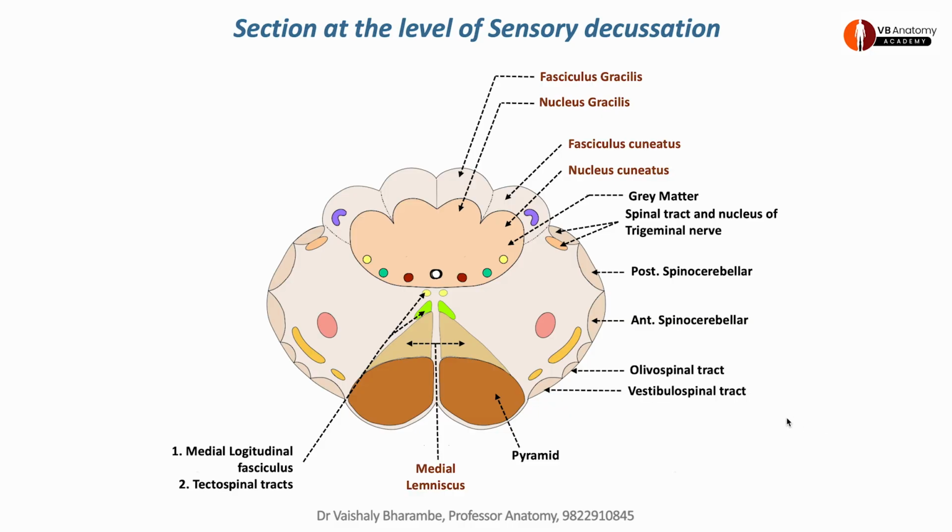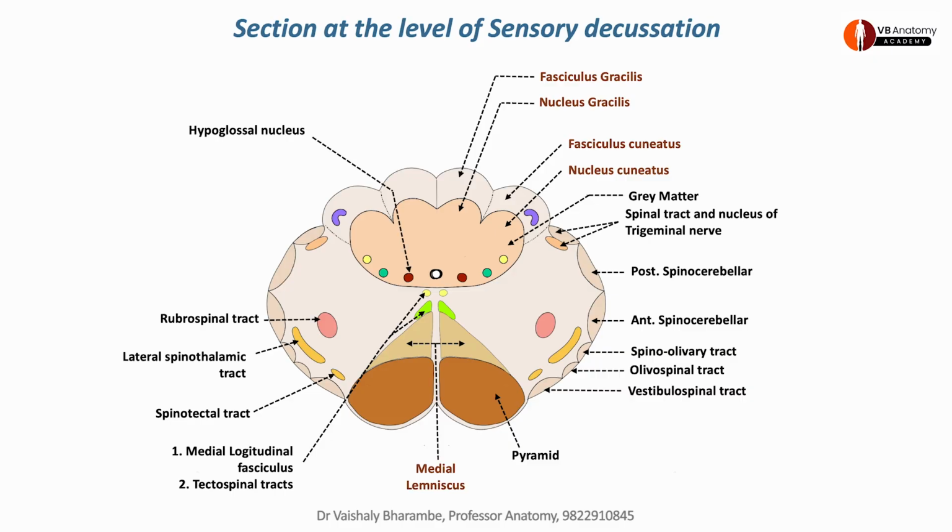In front of it, vestibulospinal, olivospinal, and spino-olivary. Here's your spinotectal and lateral spinothalamic. This is your rubrospinal. Okay, quite a lot happening on this. This is your hypoglossal nerve nucleus, dorsal nucleus of vagus, nucleus of tractus solitarius, and accessory cuneate nucleus. Most of the nuclei here are now labeled.